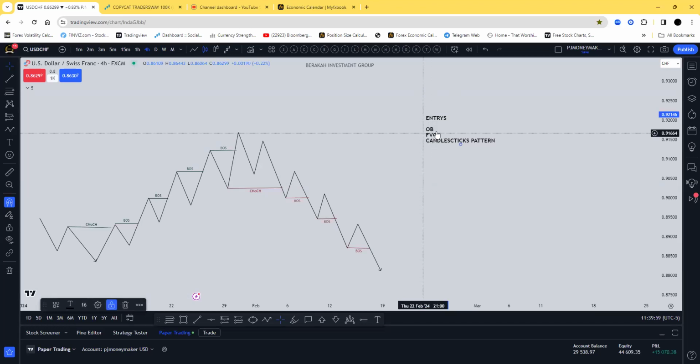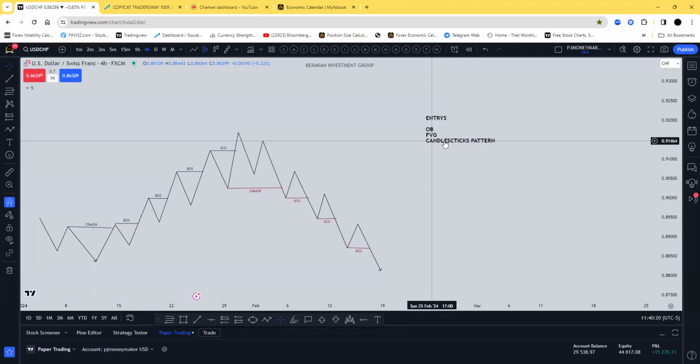What to look for in an OB? The OB needs to have a fair value gap with it. That's the best OB I've been trading, which I'm going to show you. When the price comes to that specific OB with the fair value gap, wait for the candlestick pattern. Don't worry, I'm going to show you the chart. It's going to be a quick video, and I'll show you a couple of entries I have too.